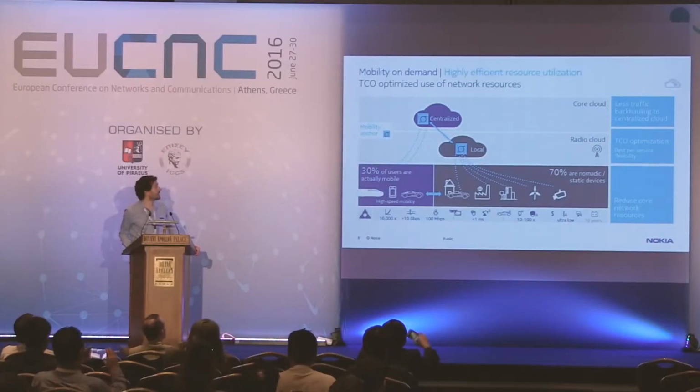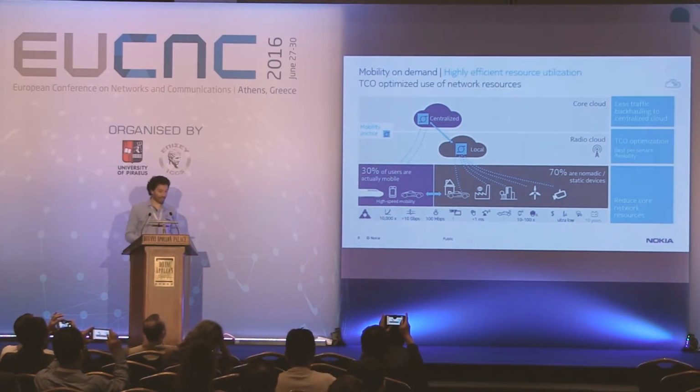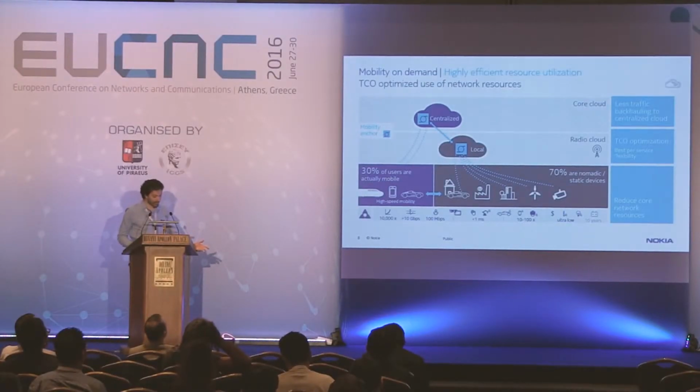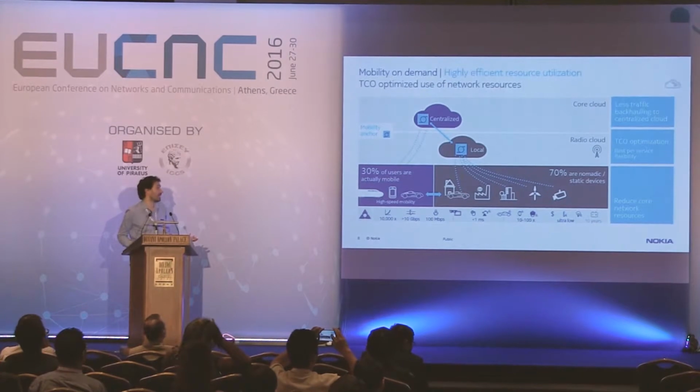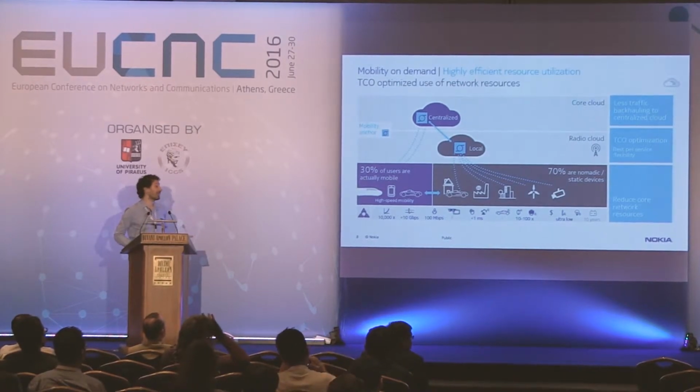The last one of the use cases I showed earlier is mobility on demand. Very quickly here, we already know that only 30% of the users attached to cellular networks are really mobile. So imagine all the overhead we introduce to the network by supporting mobility for the rest of the 70% of the users. The idea here is that we could have mobility support only for users that actually need it. So a default operation with mobility switched off, and then enabling it on demand.